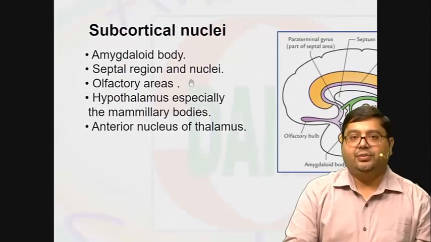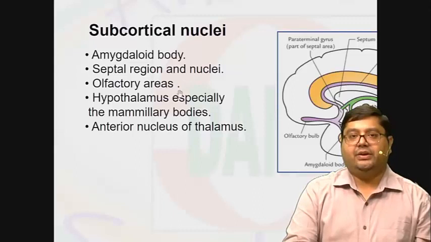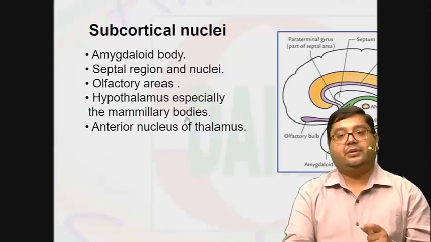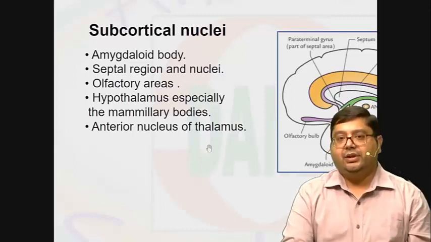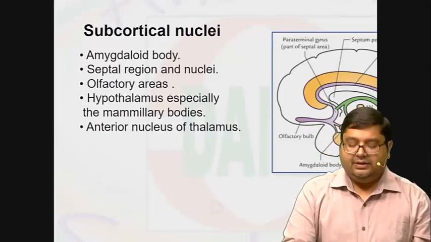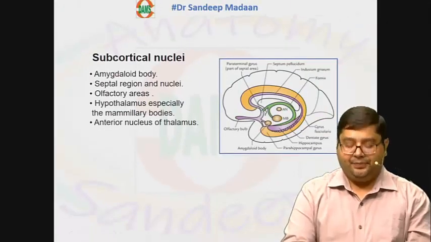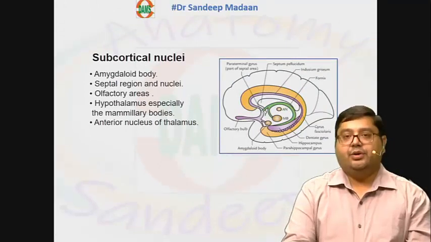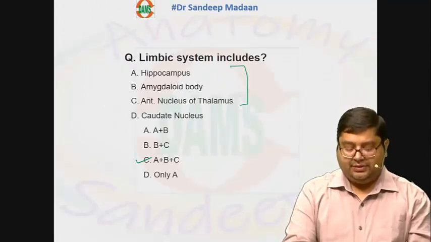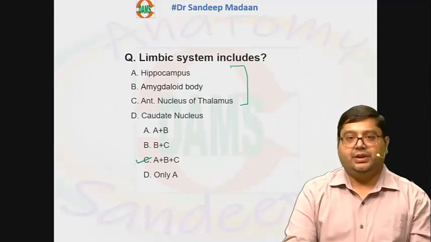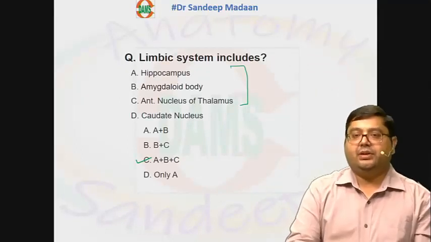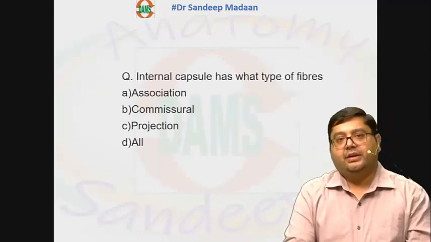Along with that, the amygdaloid body is there, the septal region, olfactory area, hypothalamic part, particularly the mammillary bodies, and the anterior nucleus of the thalamus. These are the subcortical nuclei which are also included in the limbic system, right? So among the given options, the answer will be A plus B plus C. Caudate nucleus is a part of the basal nuclei and is not included in the limbic system.